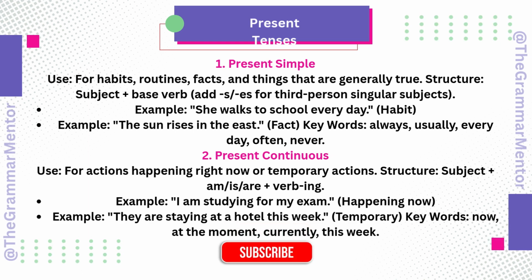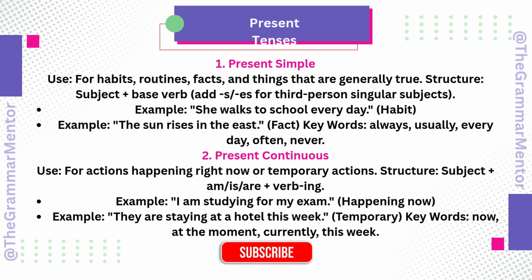Present tenses. 1. Present simple. Use: for habits, routines, facts, and things that are generally true. Structure: subject plus base verb. Add s/es for third-person singular subjects. Example: She walks to school every day. Habit. Example: The sun rises in the east. Fact. Keywords: always, usually, every day, often, never.